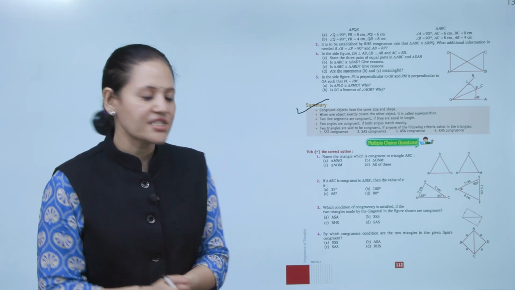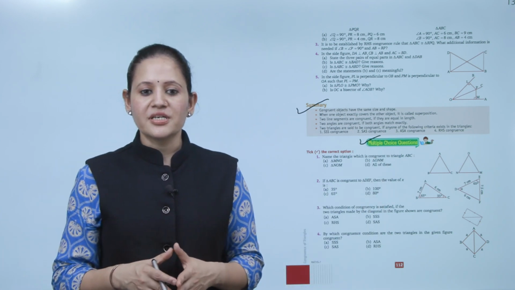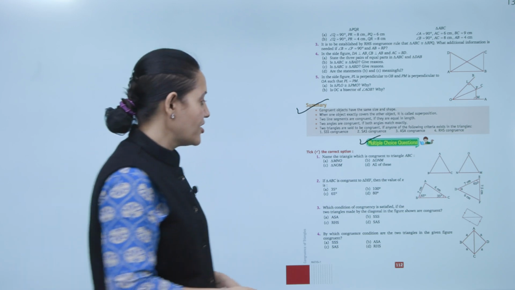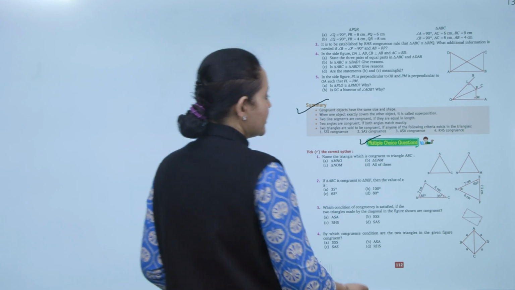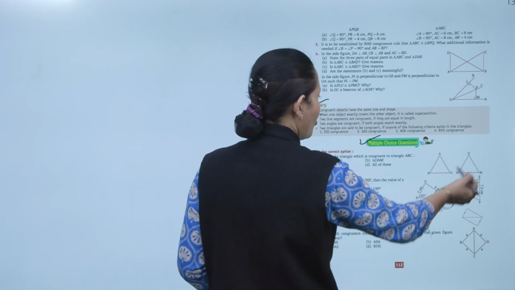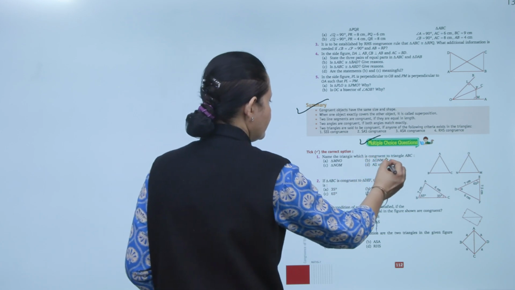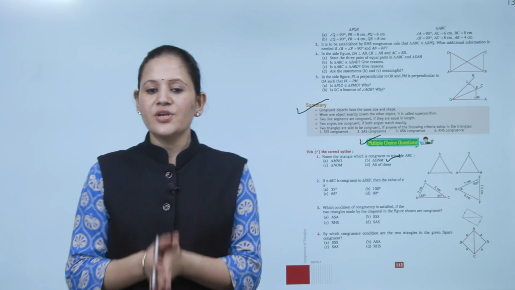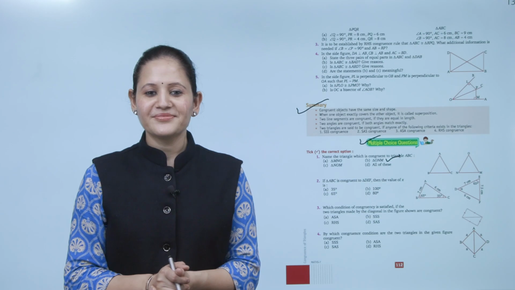Next is a multiple choice question. Take the correct option. Name the triangle which is congruent to triangle ABC. So what will be congruent to triangle ABC? Triangle ONM. Clear? So here we end the chapter. I hope you understand it well. Now to practice it.